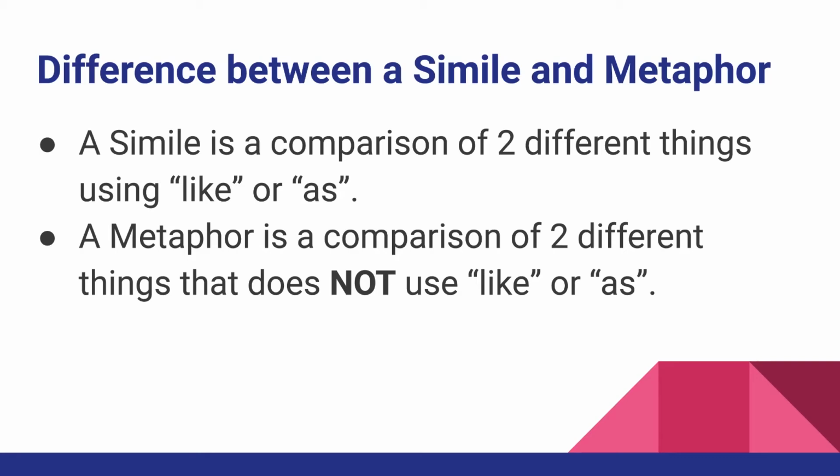So basically a simile and a metaphor are similar in that they are both comparisons, but the key difference is that a simile uses the word like or the word as, where the metaphor is not going to use the word like or as. So that's basically the simplest way to think of the difference between a simile and a metaphor. Just remember that the simile uses like or as, and the metaphor does not.